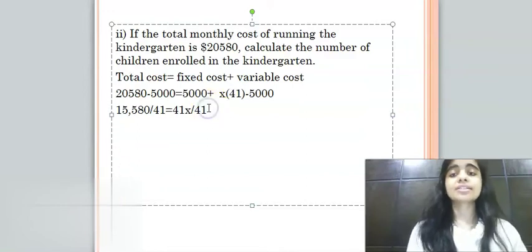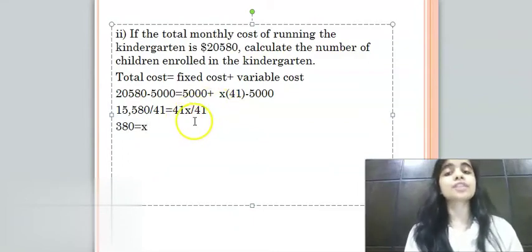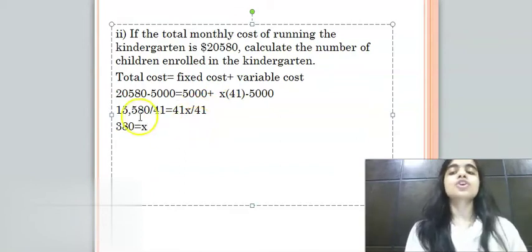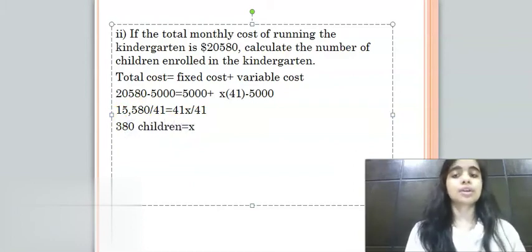The answer is 380. So 380 is our value of x, because what is 41 divided by 41? It gives us 1, so only x is left. So 380 children were enrolled. Now let's see the next part.